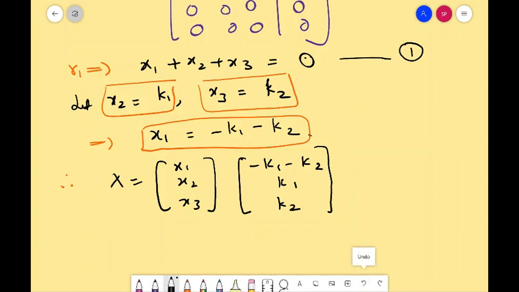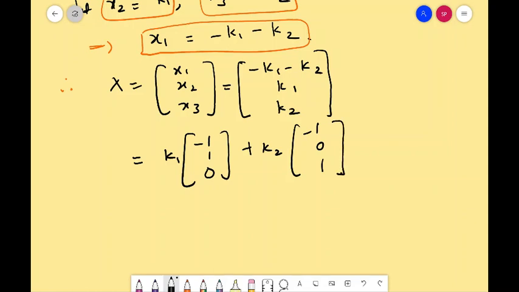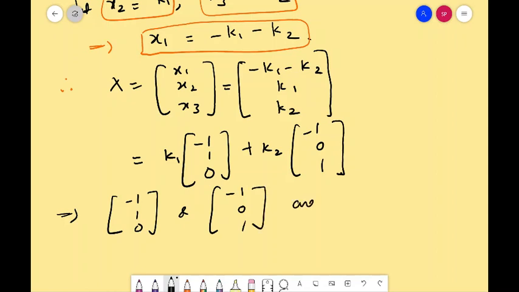I will write it as k1 times, if you take common, (minus 1, 1, 0) plus k2 times (minus 1, 0, 1). That implies these two, minus 1 1 0 and minus 1 0 1, are eigenvectors for lambda is equal to minus 1.